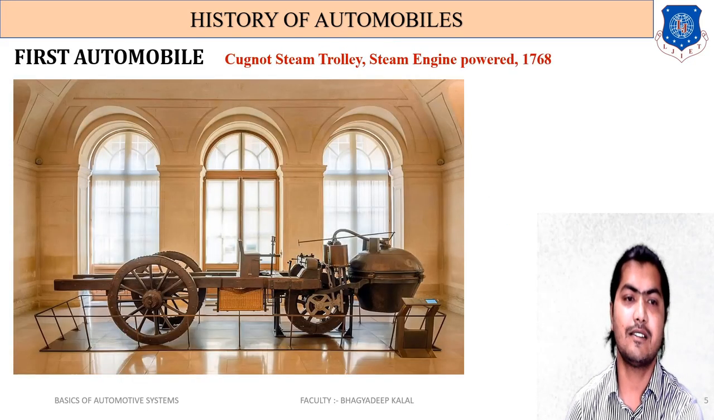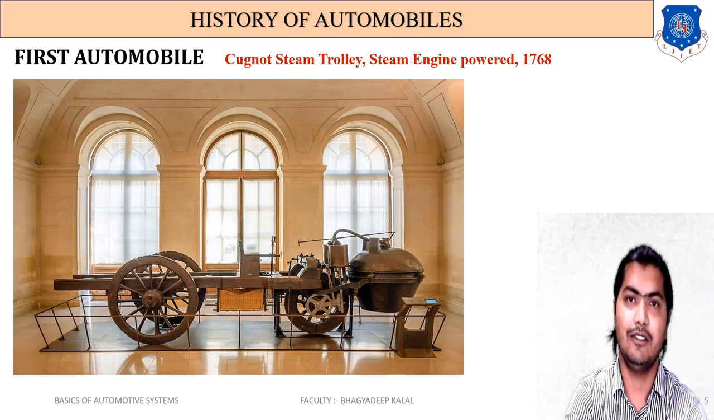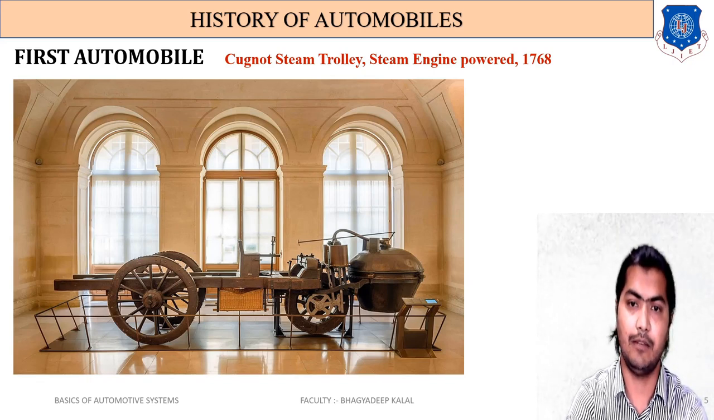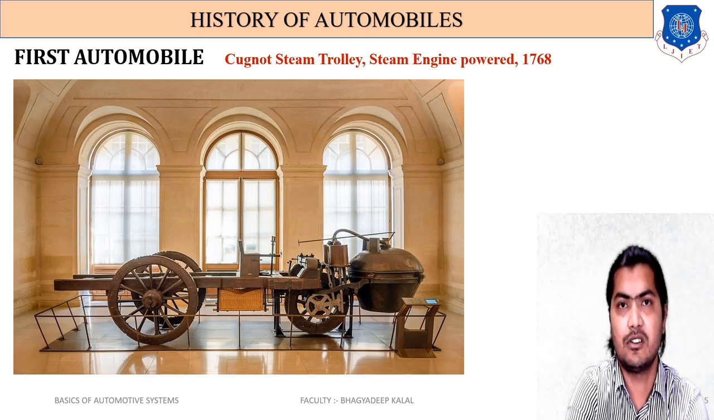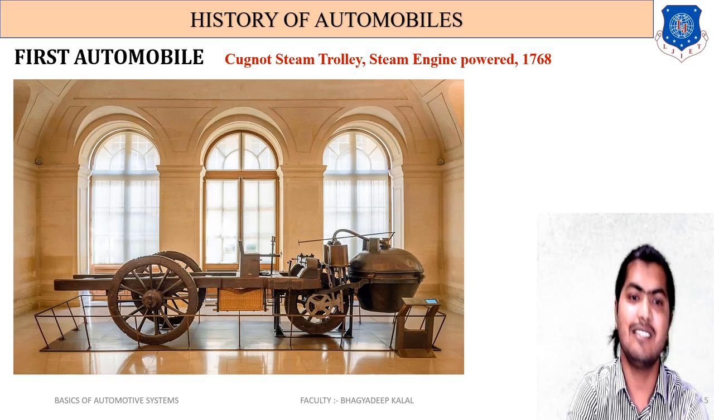Next is the first automobile, Cugnot steam trolley. The first automobile was the Cugnot steam trolley, steam engine powered, which is generated with the help of steam. That's why it is known as a steam engine powered vehicle, made in 1768 by the scientist Cugnot.